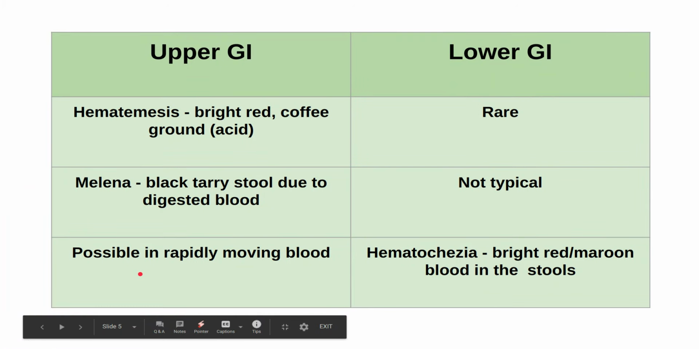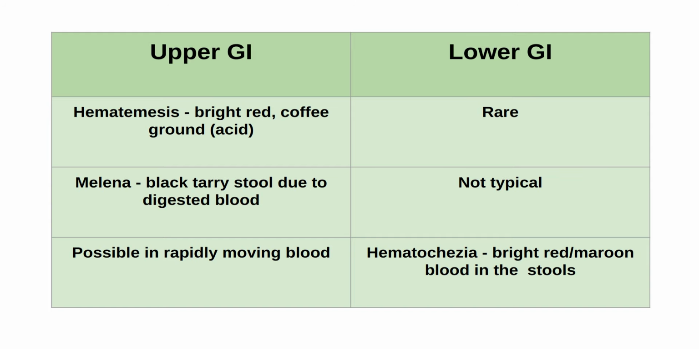This is a table outlining the differences between upper GI and lower GI bleeding. In upper GI bleeding, we can see hematemesis. Hematemesis is vomiting up of blood. It can be either bright red or coffee ground in color. If the color is coffee ground, that means the blood has reacted with the acid in the stomach, causing it to turn coffee ground color. And usually in lower GI bleeding, hematemesis is very rarely seen.